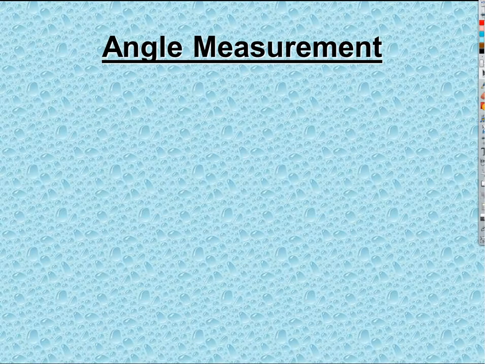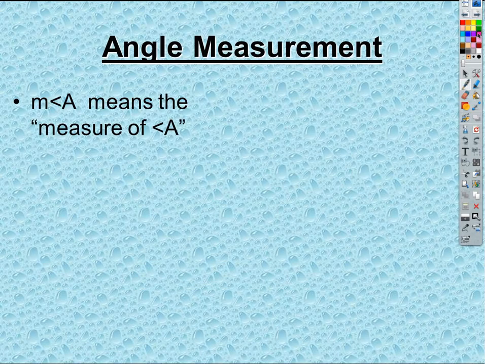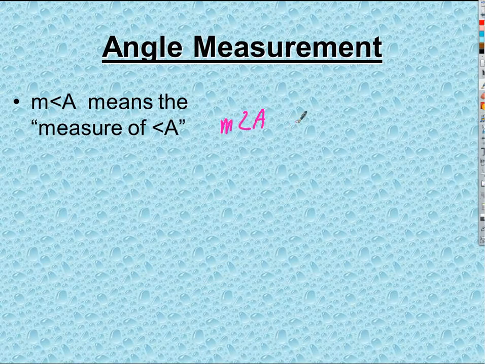Angle measurement. Okay, if we put an M in front of an angle, that means the measure of the angle. Measure of angle A refers to the number associated with angle A in the same way that the length of segment AB refers to the number associated with the segment AB, right? So an M in front means we're looking for a number.